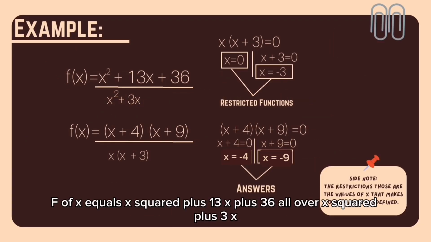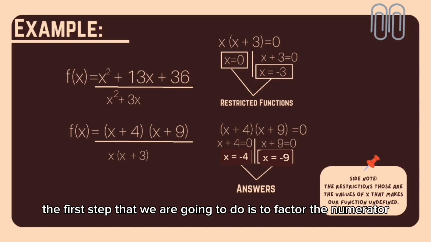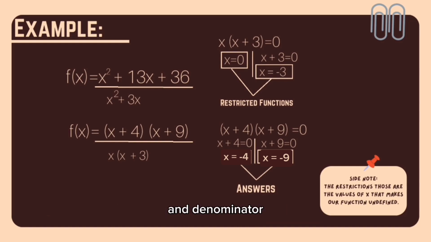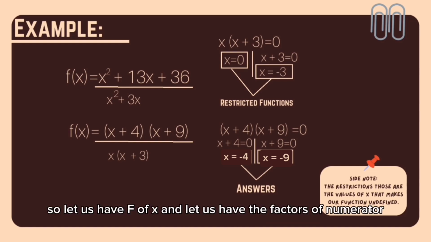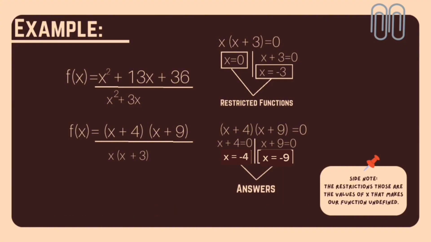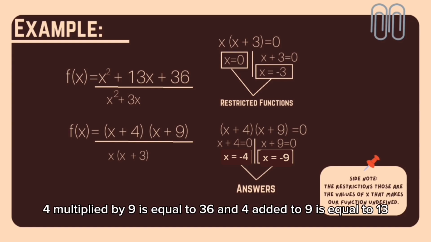f of x equals x squared plus 13x plus 36 all over x squared plus 3x. The first step that we are going to do is to factor the numerator and denominator. So let us have f of x and let us have the factors of the numerator. Factors of x squared, that is x and x. And what are the two numbers? If we multiply, we get positive 36, and if we add, we get positive 13. That is positive 4 and positive 9. 4 multiplied by 9 is equal to 36, and 4 added to 9 is equal to 13.